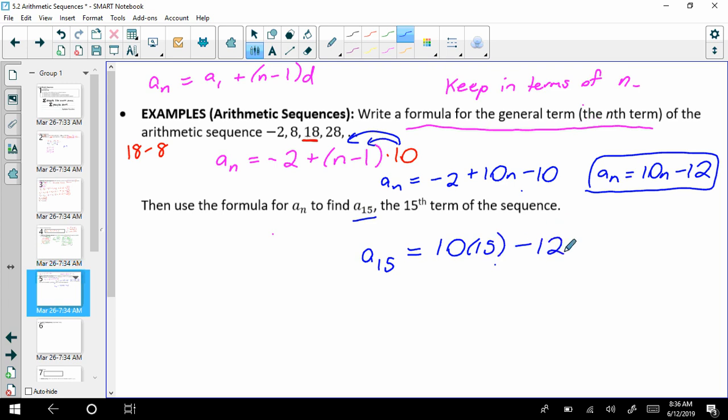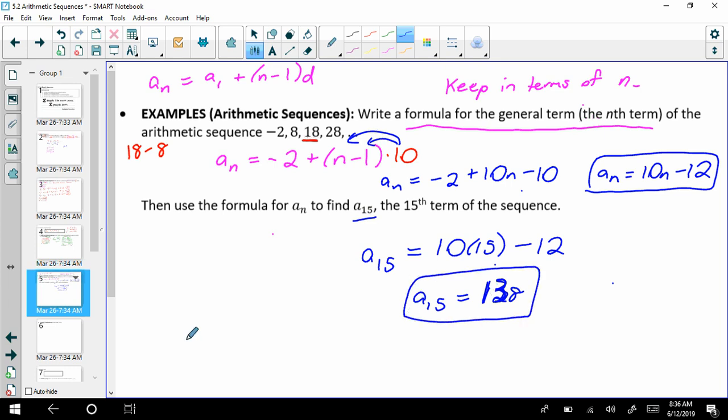And now I want to evaluate this and see what number comes out. So if we do that, we would get 150 minus 12. I think that's 128. No, 138. 150 minus 12. Yeah. So what does this mean?